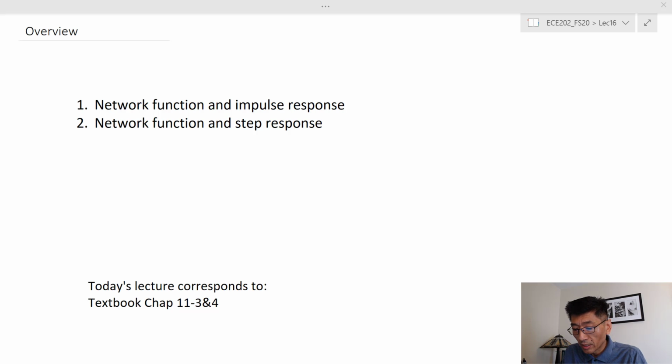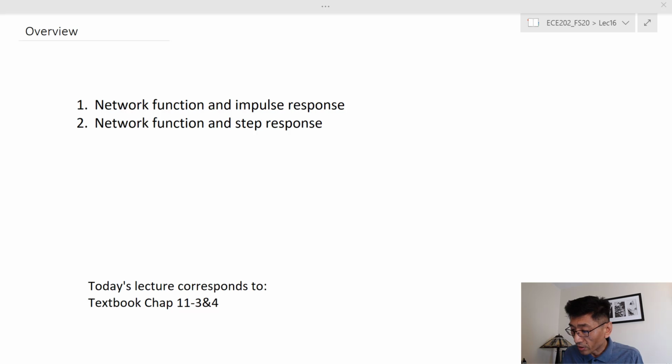So I'm going to have two topics. One is the network function and impulse response, and the other one is the network function and the step response. Fairly straightforward two topics, but I'm going to have three video clips. In the third video clip, I'm going to show on the breadboard here, I have this Analog Discovery Studio. I'm going to show you the example we calculated. Actually, we can see it on the scope. It's pretty cool. Stay tuned.